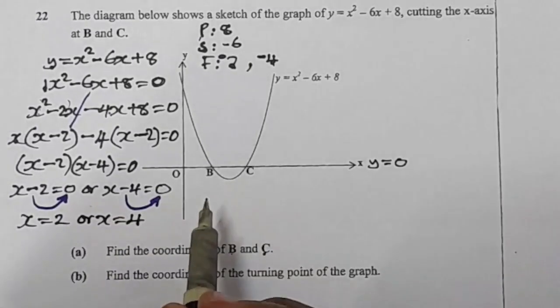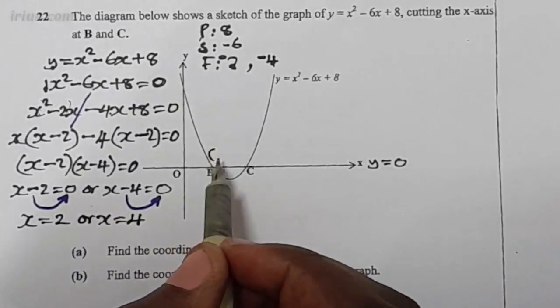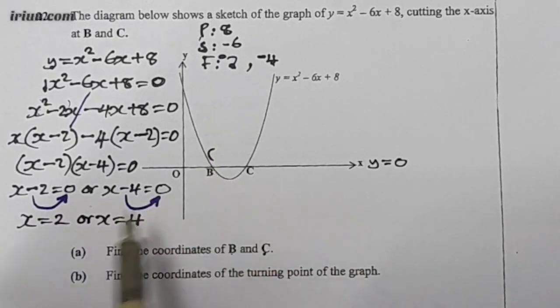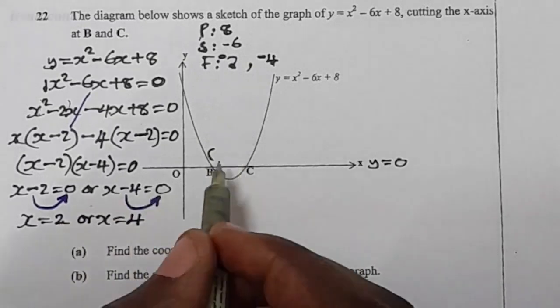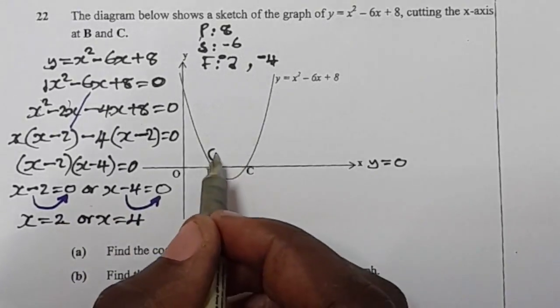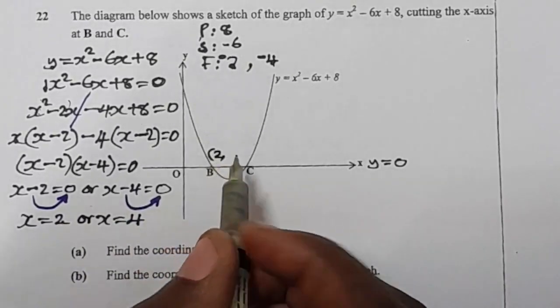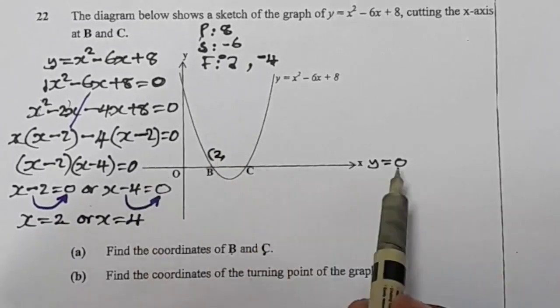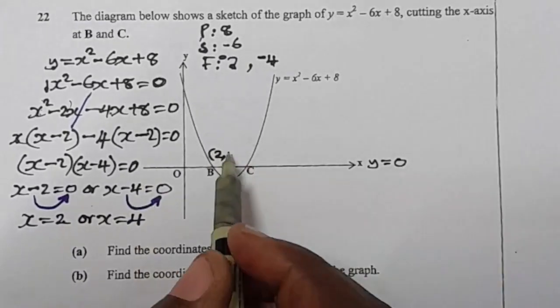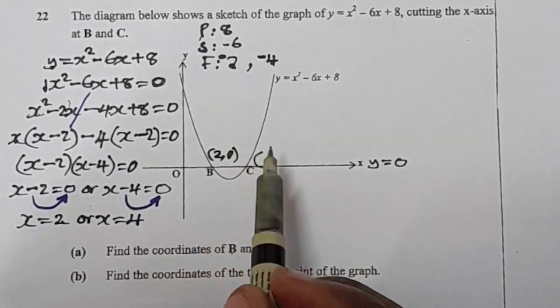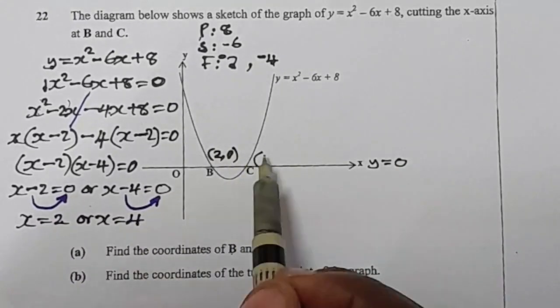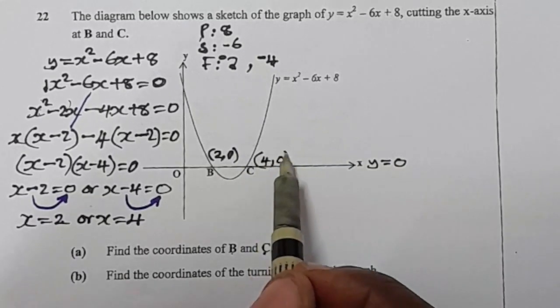Now, so it means that here at b, which value belongs to b? Okay, it means that the x value at b, which is smaller, is 2, comma. Remember we said along this line the value of y is 0, so 2, comma 0. Then here at c we have 4, comma 0.